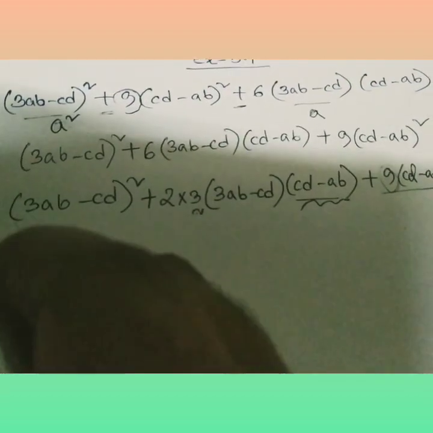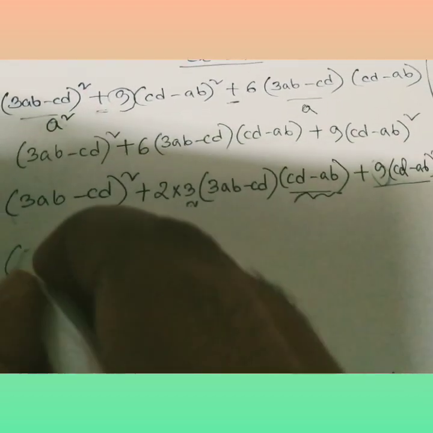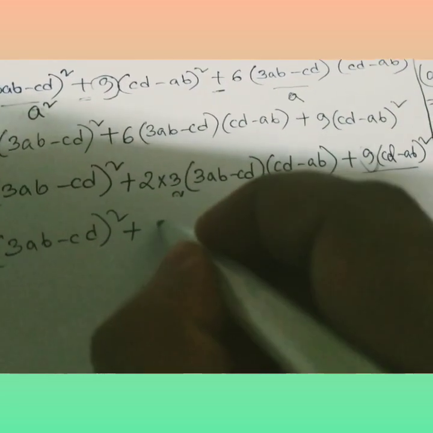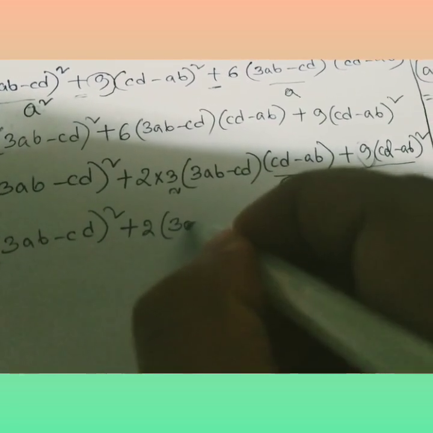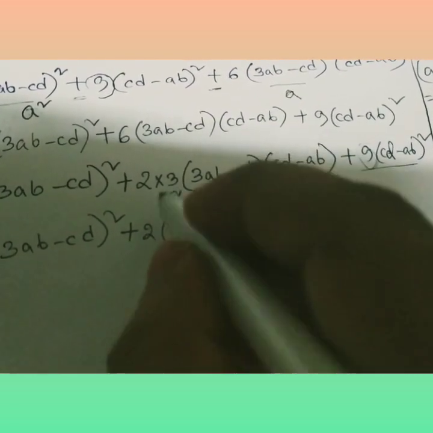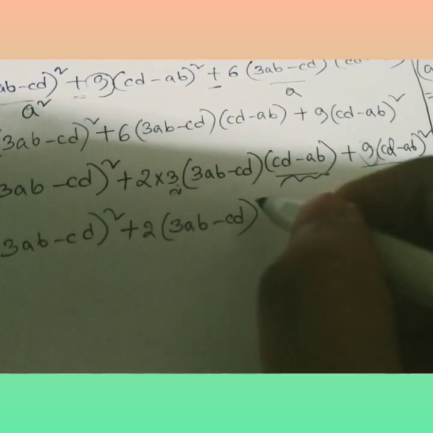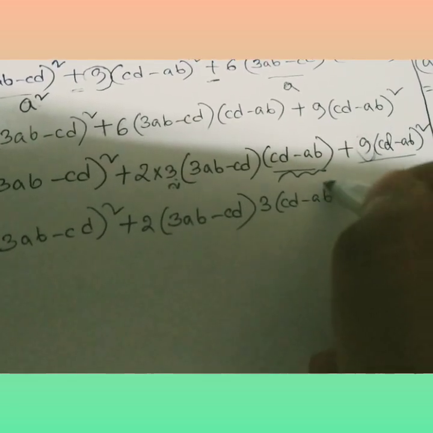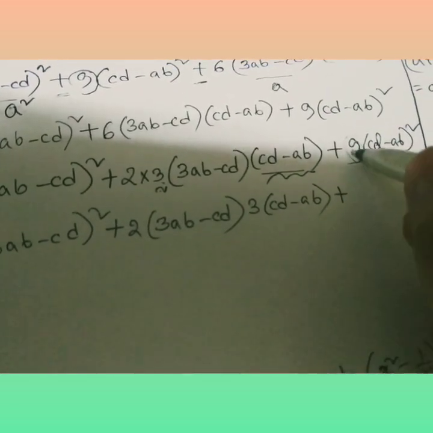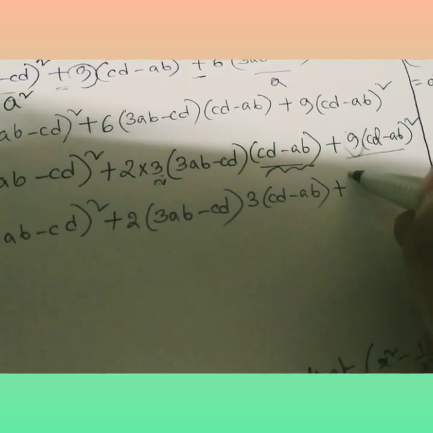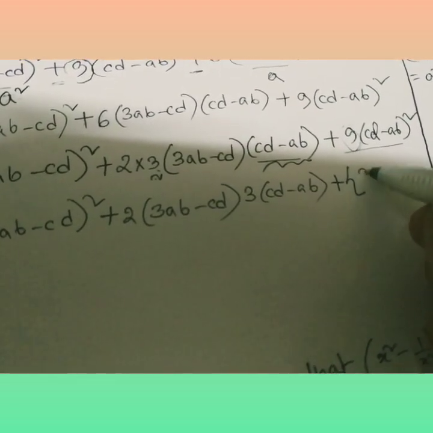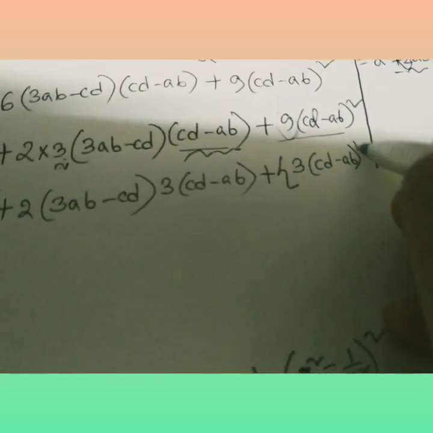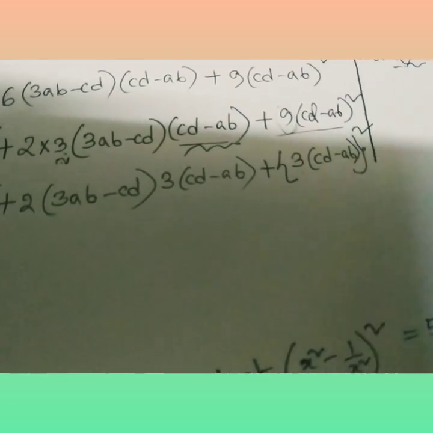Okay, so we can write equals to (3ab minus cd) whole square plus 2 (3ab minus cd). 3 I'm just writing in front of this, okay, into 3 (cd minus ab) plus 9 is what? Square of 3, right? So we can write a second bracket, then we can write cd minus ab, then second bracket close, then we can put a square.